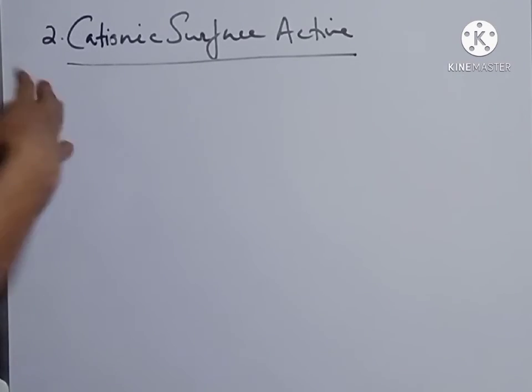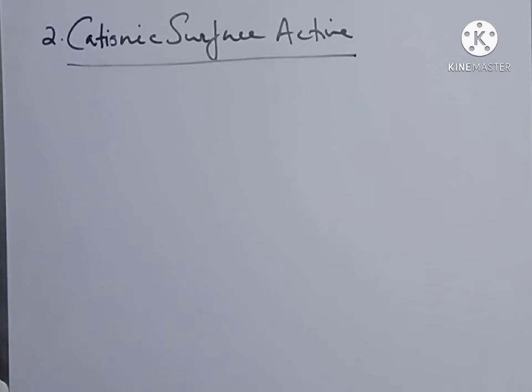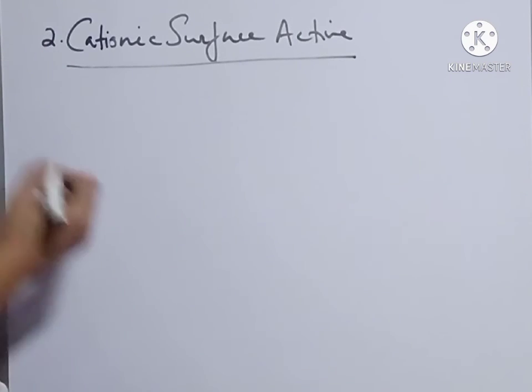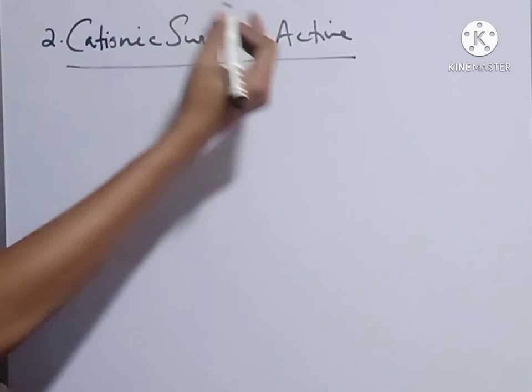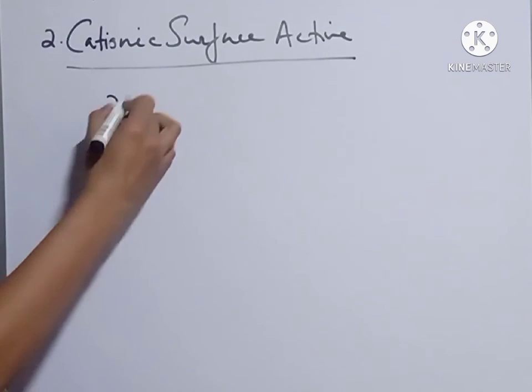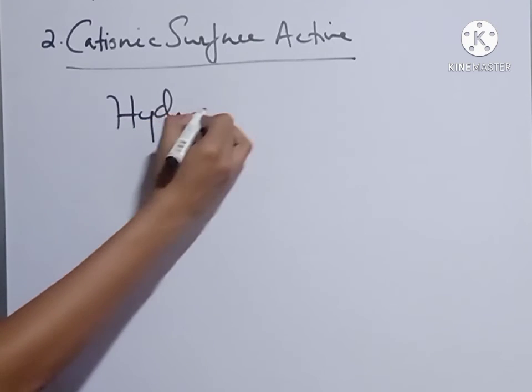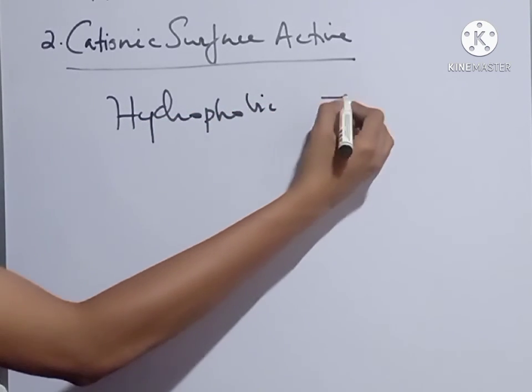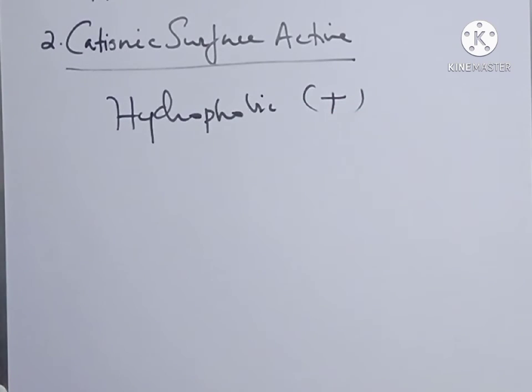The second one is cationic surface active synthets. Up to this, we talked about the synthets having a hydrophobic part containing negative charge. But here in cationic surface active agents, the surface active part, that is the hydrophobic part, contains positive charge rather than negative charge.